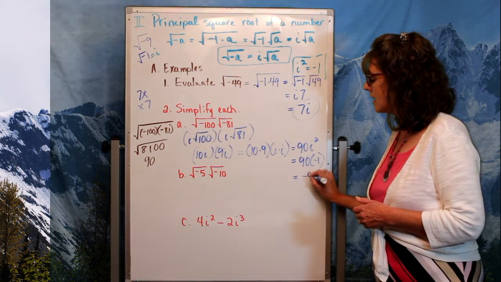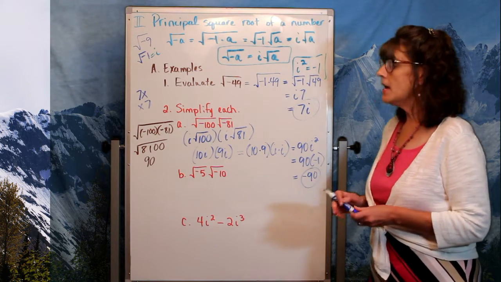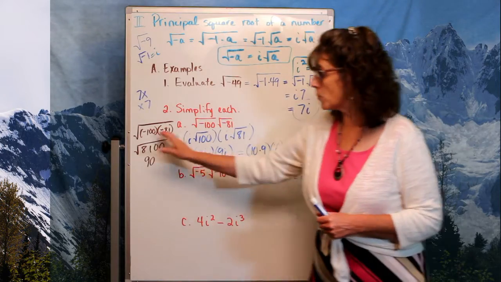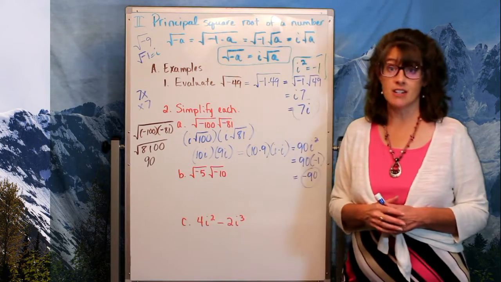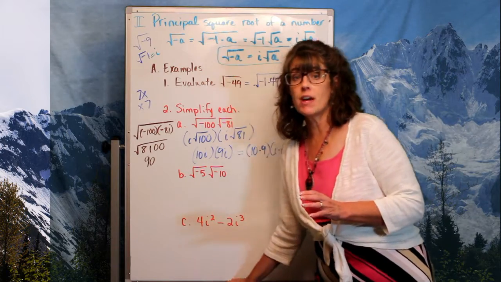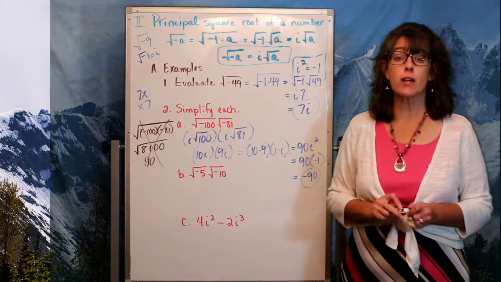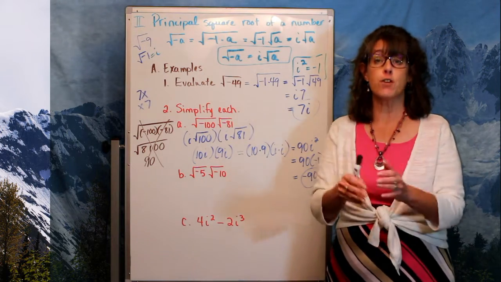It is a -90. See, when I did not deal with those negatives underneath the radicals and I just went ahead and put them together, I got a positive 90. So I don't want to do that. And again, my point is simply this. When you have a negative underneath the radical, deal with that first.